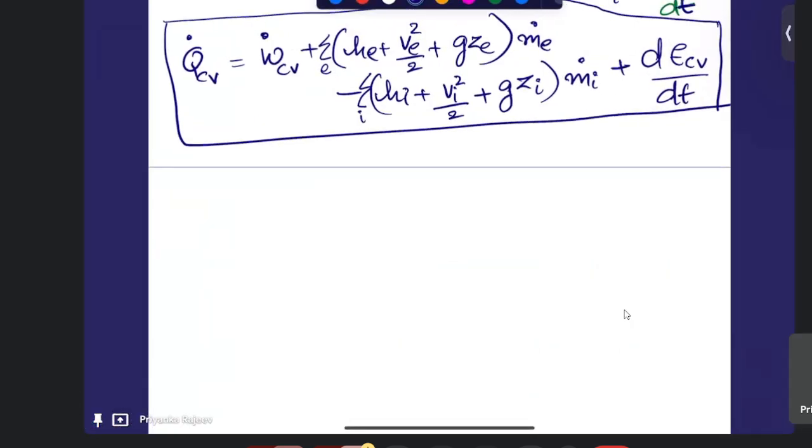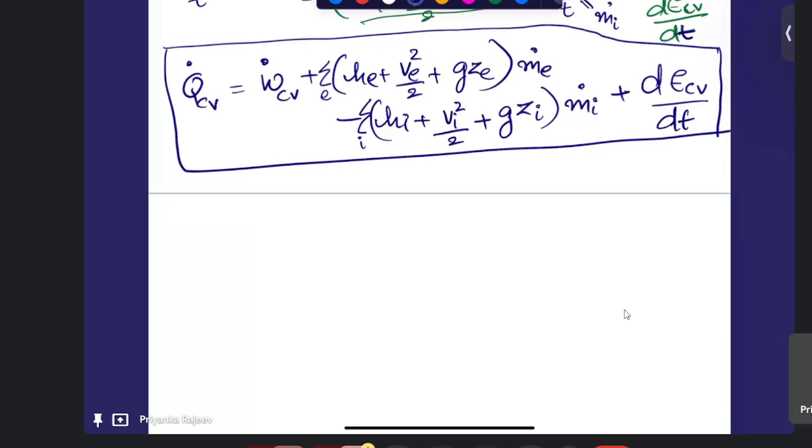Now another thing is steady state. So for steady state, how will the whole equation change? With respect to time, what all things are changing? So first law for open system, steady state.